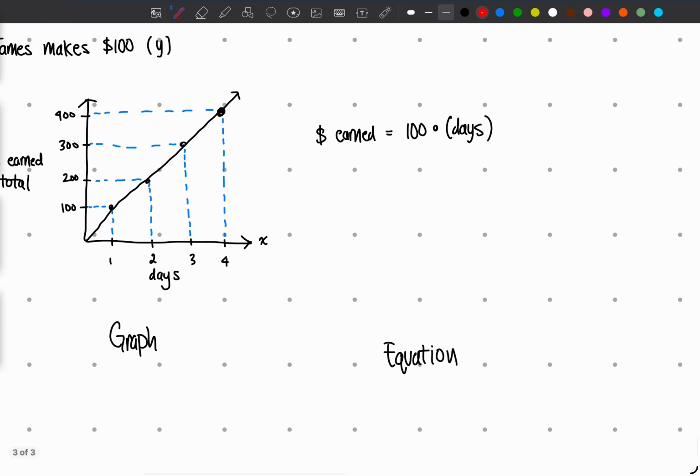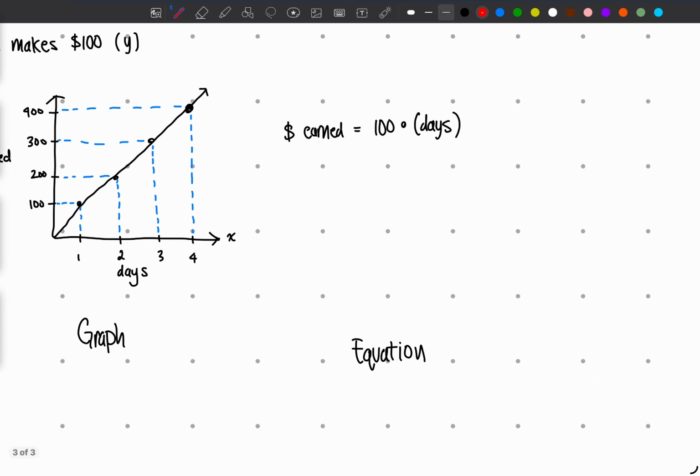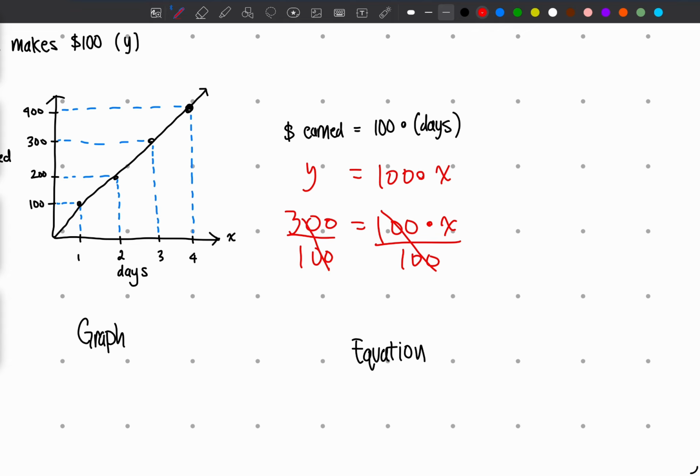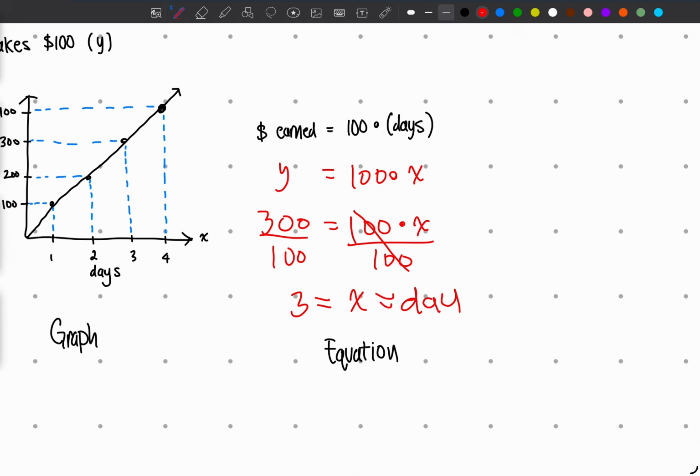Now, taking a look at the equation, we can convert the dollars earned into y and days into x. And knowing that we need to make $300, we can make this equation. Now, dividing both sides by 100, we get 3 days equals x, or 3 days needed to work in order to make $300.